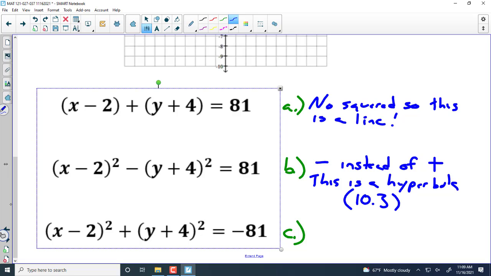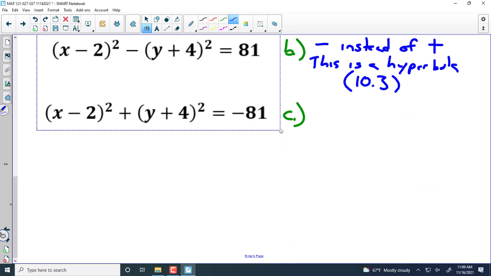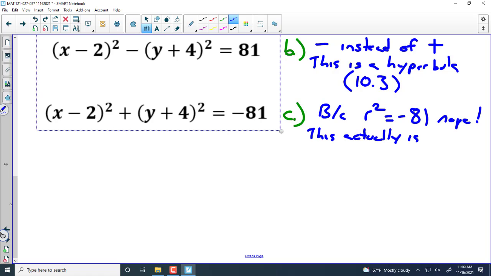Why is the last one not a circle? Yeah, you can't have a radius squared be a negative number because the radius can't be imaginary. So this is a negative 81, because r squared equals negative 81. Nope, can't have that. This actually is nothing. It has no ordered pairs.